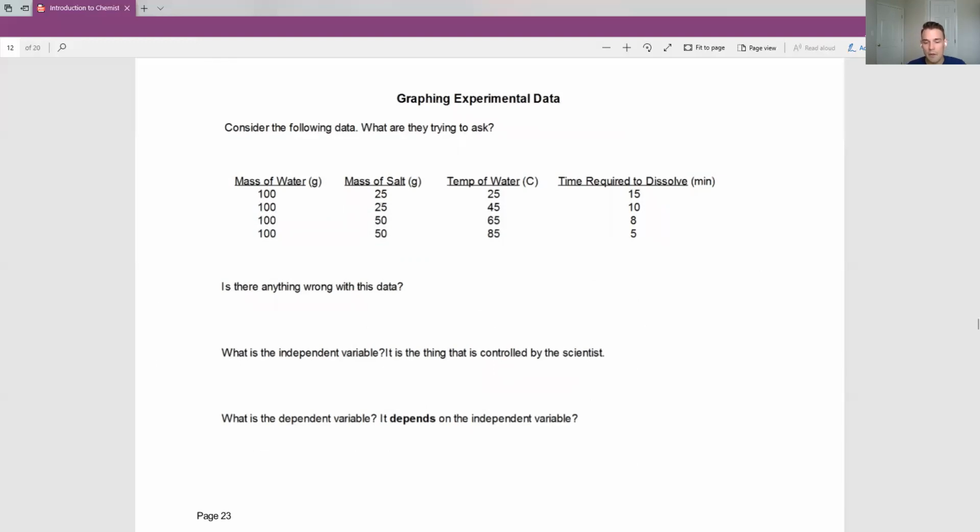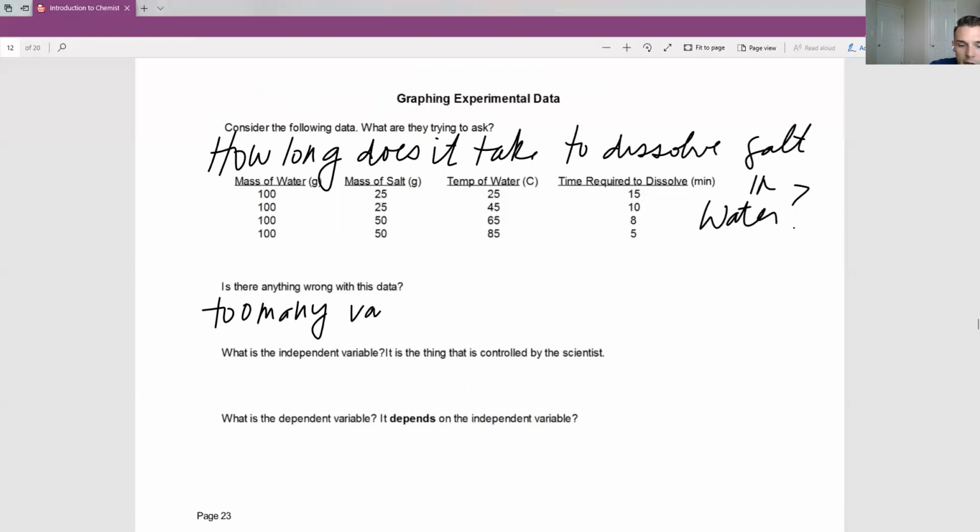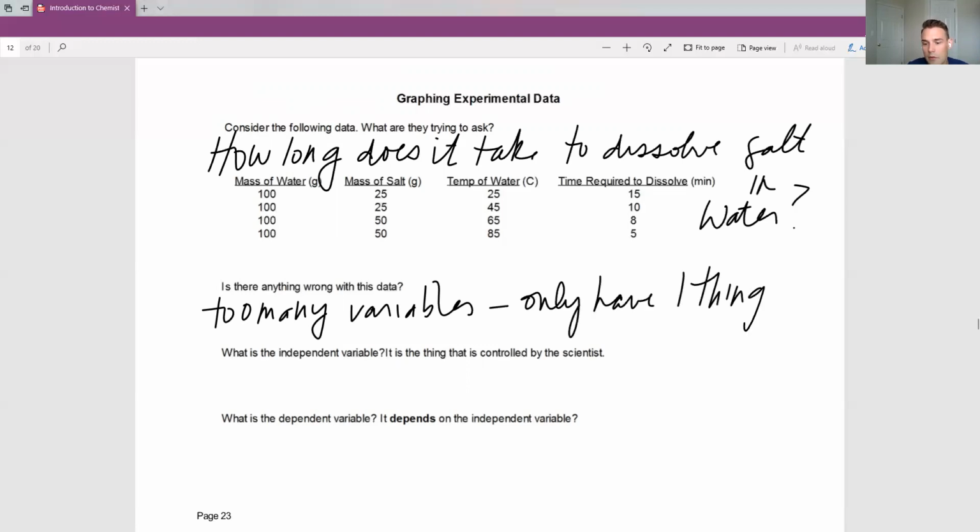What are they asking? So basically, what they're doing is asking how long does it take to dissolve salt in water? That's basically the question they're answering. But there is something that's wrong with this data. There are too many things changing. There are too many variables. For a good science question, we can only have one thing changing.